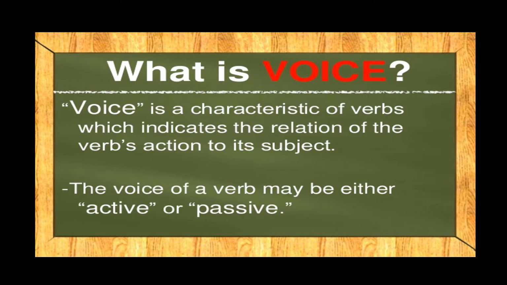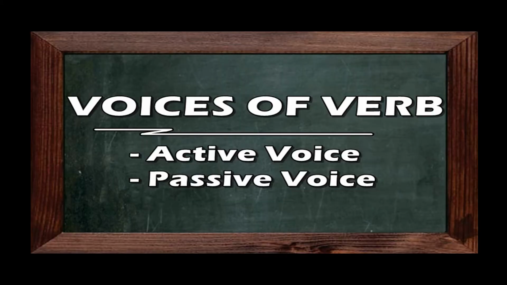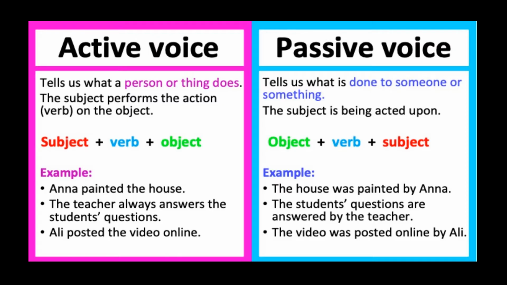Simply saying, voice is a form of verb which tells us whether the subject has performed the action or has the subject received the action. Based on this definition of voice, there are two kinds of voices: active voice and passive voice. These are the voices of verb. Let us first have a glimpse of what are active voices and what are passive voices.